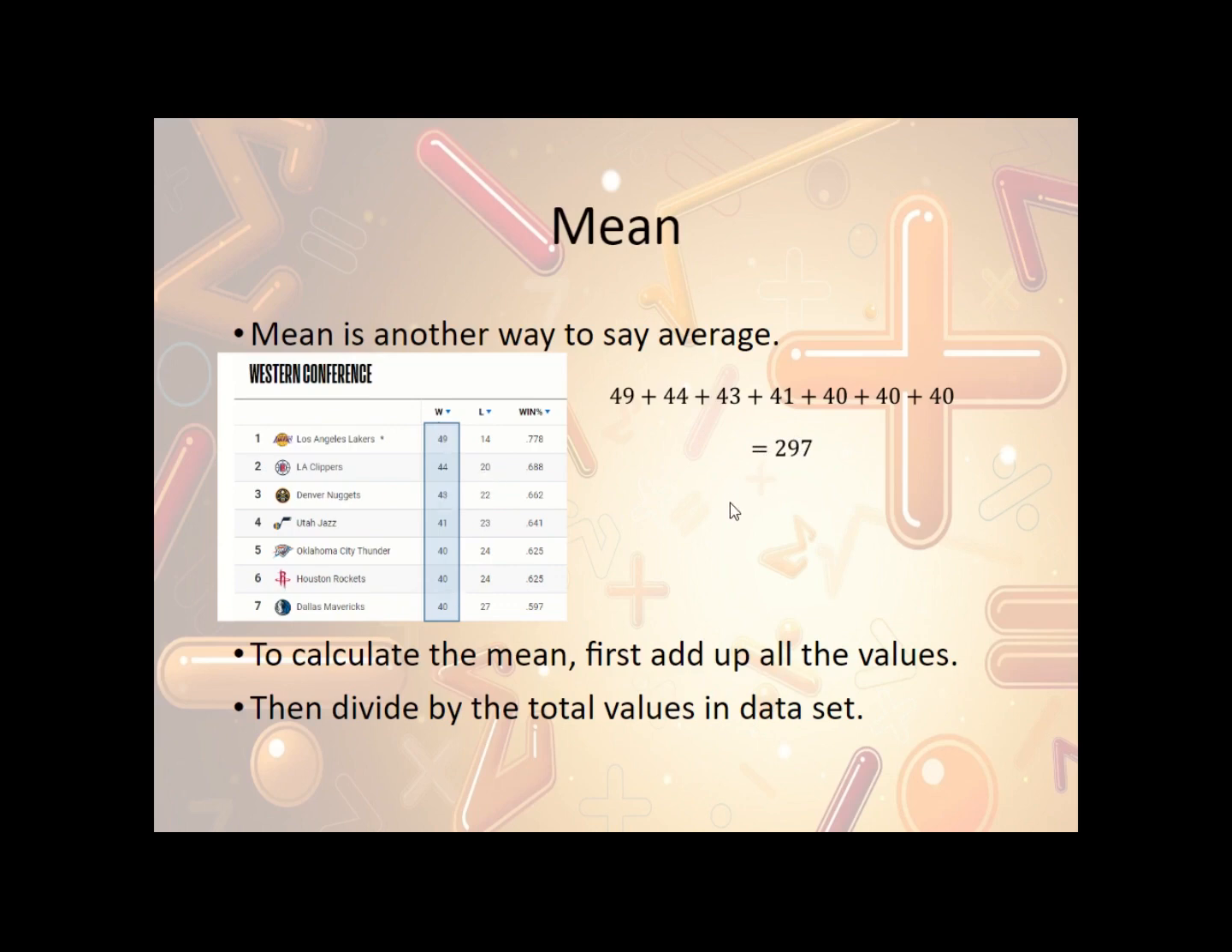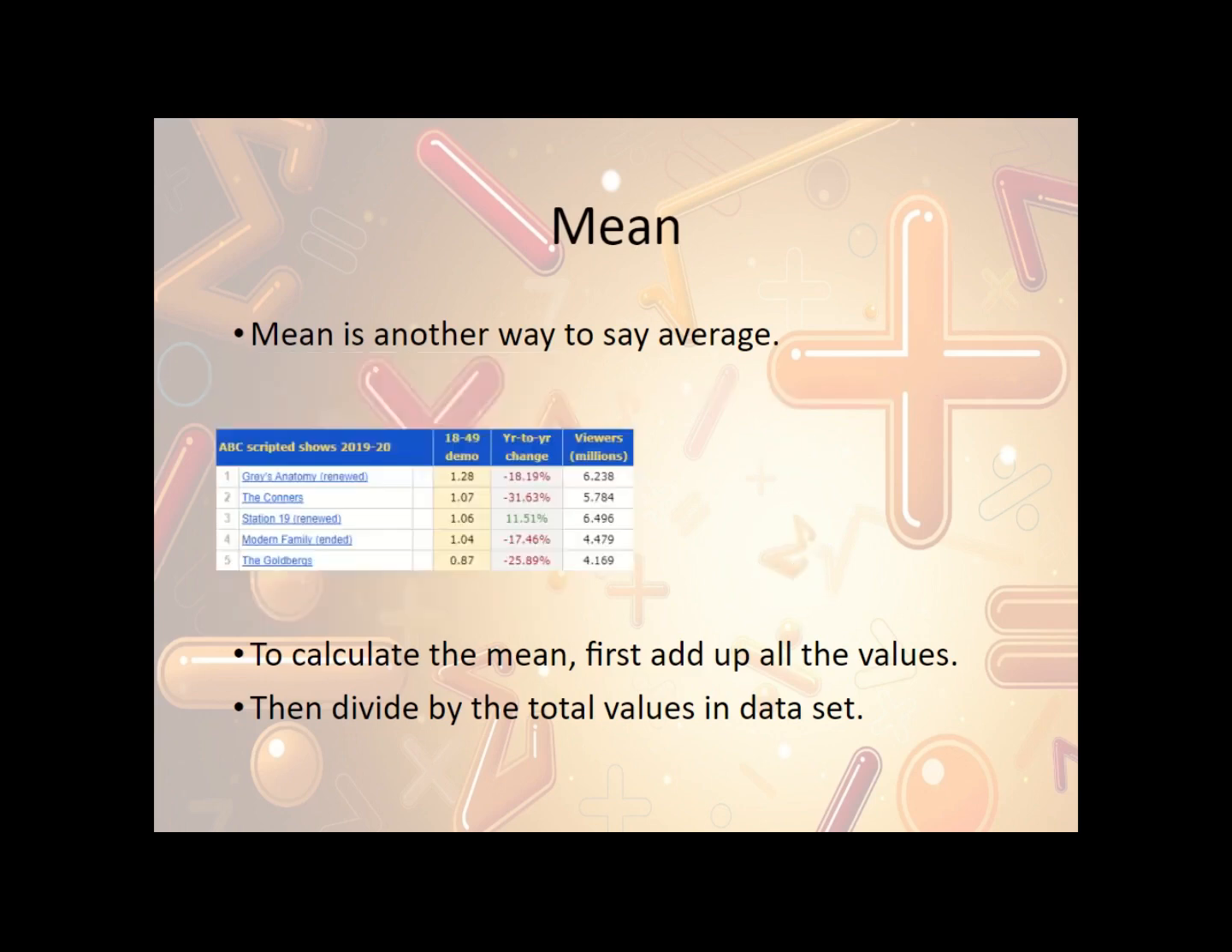Then to find the average, we're going to divide that by how many numbers we included. Well, we included 1, 2, 3, 4, 5, 6, 7. So we divide 297 divided by 7, and we get 42.4. So the average number of wins in the Western Conference is 42.4 wins. Let's look at another example.